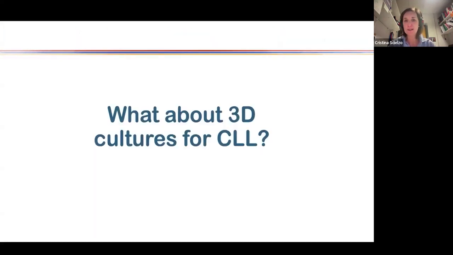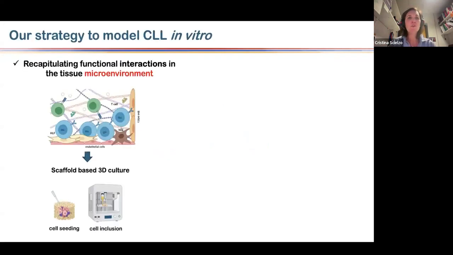3D culture for CLL, not much is known, and in general, not much is known for hematological cancer, also because at the beginning, everybody imagined that you have to focus on the cells in the peripheral blood, but now we all know that it's very much important also to focus on the microenvironment, so in the tissue. So we decided to approach this aspect in this way.